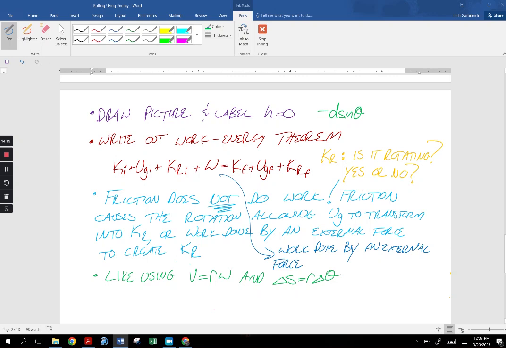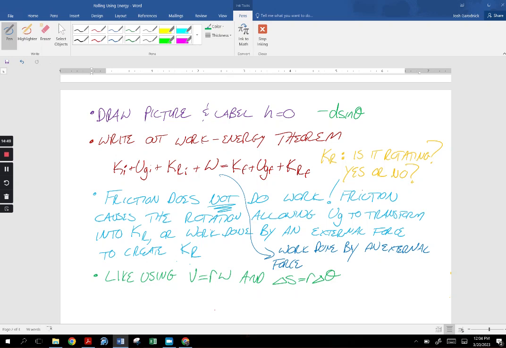You're going to write out the work energy theorem, and now we have rotational energy. And the question is, for rotational energy, is it rotating, yes or no? So initially, is it rotating, yes or no? In the end, is it rotating, yes or no? It's that simple. And I just want to remind you that friction doesn't do work. Friction causes the thing to rotate. So instead of all the initial potential energy becoming translational energy, some of it becomes rotational energy.